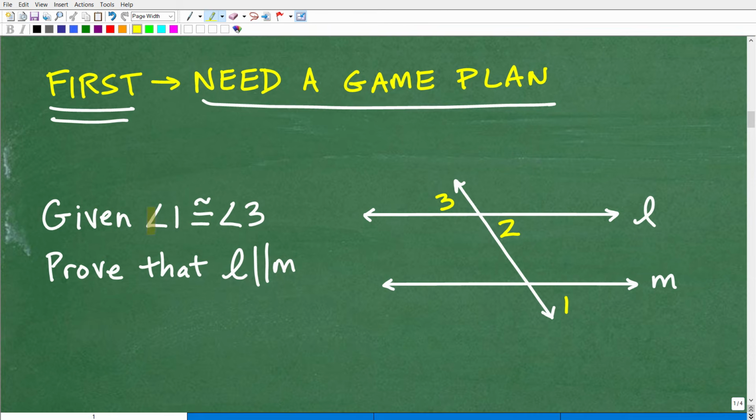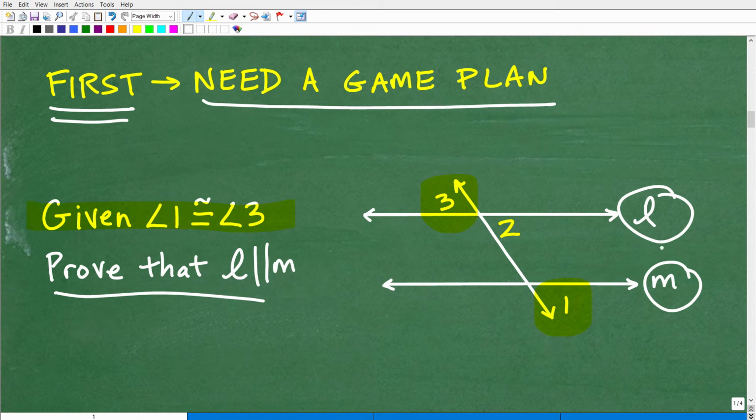So let's take a look at the situation here. We're saying, given angle 1 is congruent to angle 3. So we've got to understand these words. Here's angle 1, and we're saying it's congruent to angle 3. In other words, this angle and this angle are equal. Okay, that's given to me. I want to prove that these two lines are parallel.